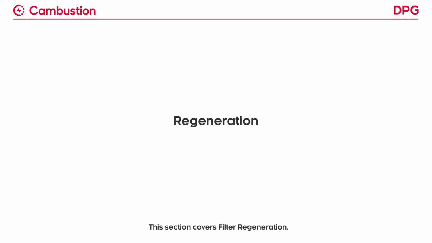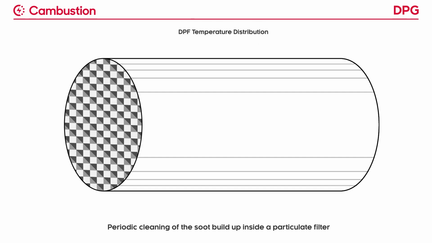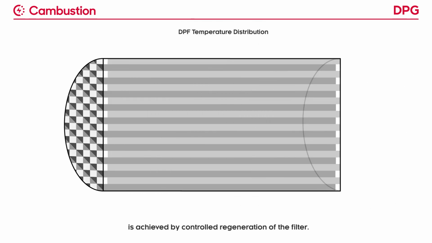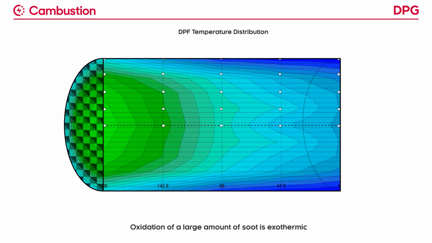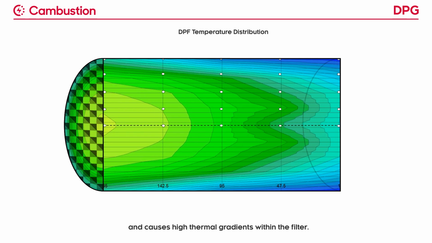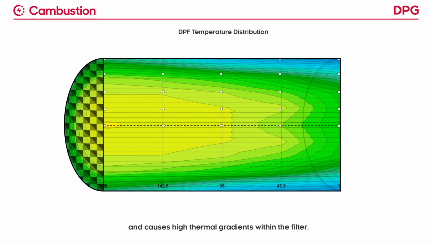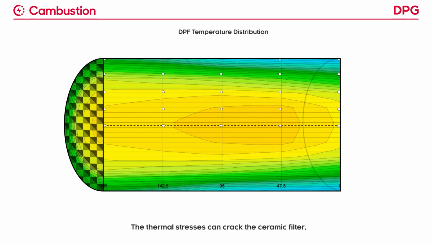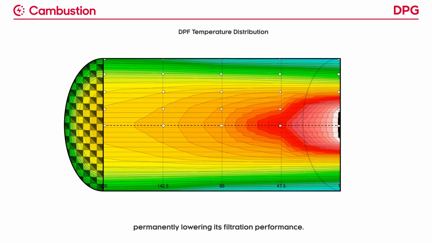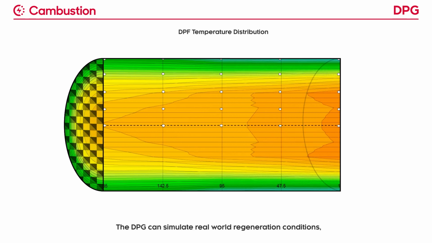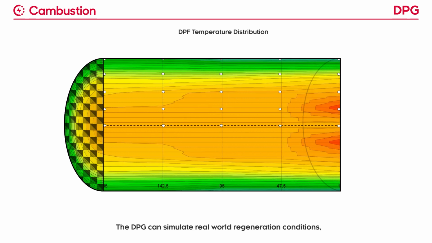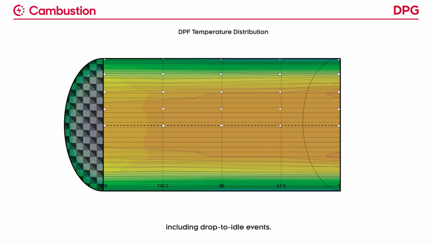This section covers filter regeneration. Periodic cleaning of the soot buildup inside a particulate filter is achieved by controlled regeneration of the filter. Oxidation of a large amount of soot is exothermic and causes high thermal gradients within the filter. The thermal stresses can crack the ceramic filter, permanently lowering its filtration performance. The DPG can simulate real-world regeneration conditions, including drop-to-idle events.